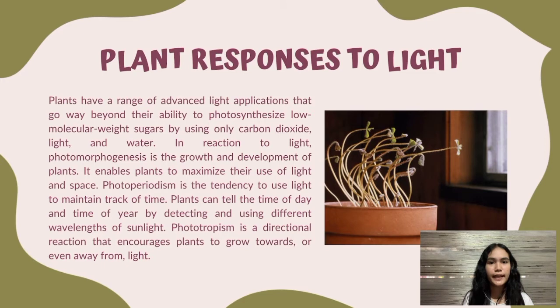Photoperiodism is the tendency to use light to keep track of time. Plants can tell the time of day and time of year by detecting and using different wavelengths of sunlight. Amazing, right? While phototropism is a directional reaction that encourages plants to grow towards or even away from light.